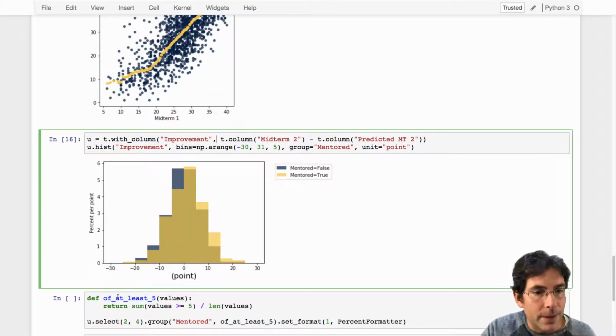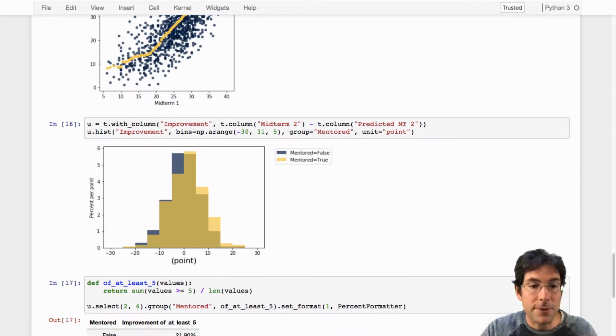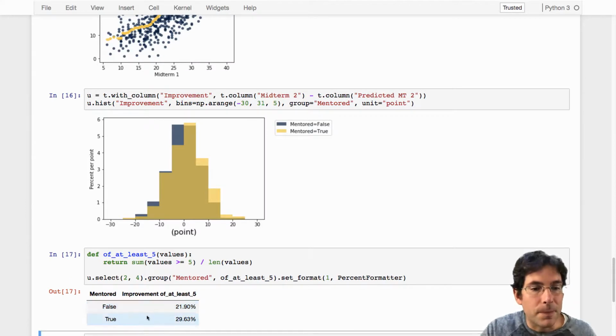Here's another way to do it. We can ask, what proportion of the students got an improvement of at least 5? So we take all the values of all the improvements, figure out which ones are at least 5, count those up using sum, divide by the number of people in that category at all, whether it's mentored or not mentored. And then we're going to group the original table using this function as an aggregation, and we'll see that for that non-mentored group, about 22% improved by 5 or more, whereas in the mentored group, 29.6%, considerably larger proportion, improved by 5 or more points.